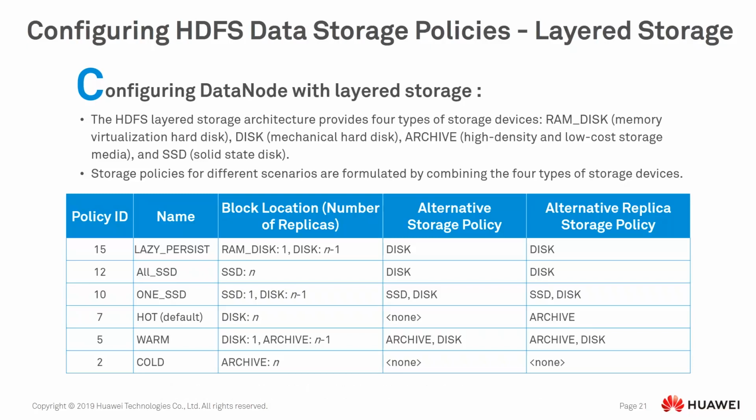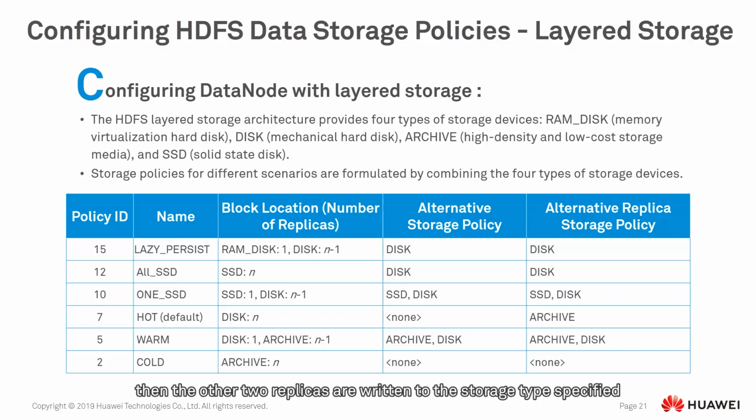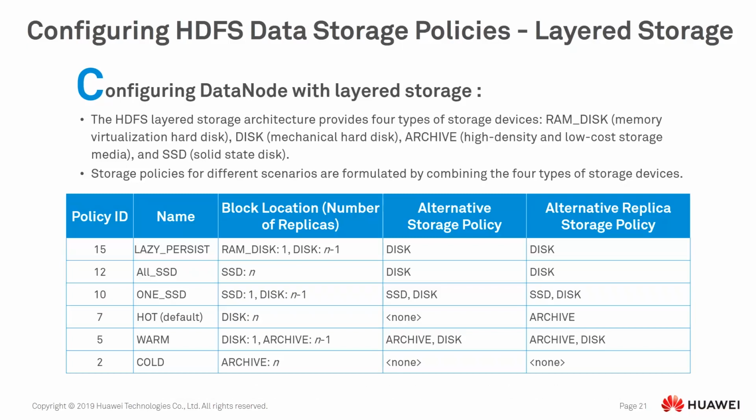As an alternative, if the first replica fails to be written to RAM disk, then the first replica is written to the storage type specified by the alternative storage policy, which is disk. And if the other two fail to be written to disk, then the other two replicas are written to the storage type specified by the alternative replica storage policy of other replicas, which is also disk.